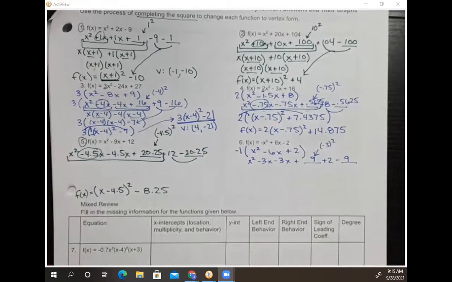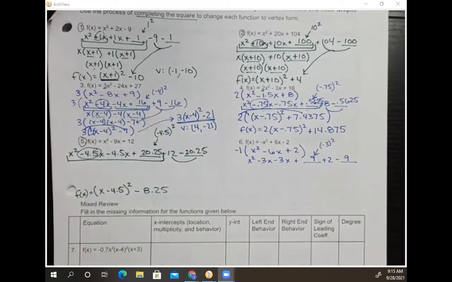Anybody have a strong preference to use grouping to factor this? Strong preference to use our shortcut? Okay, I got like 1 total hand. So we'll go with that.